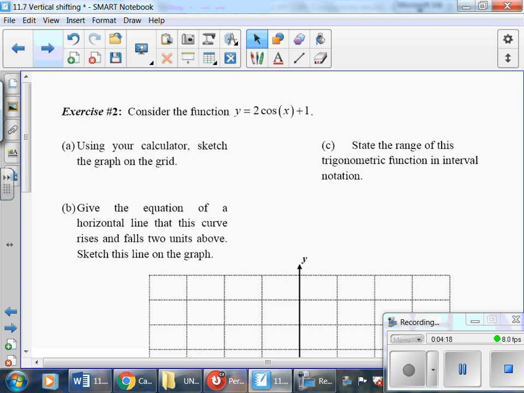Exercise 2. Consider the function y equals 2 cosine x plus 1. Using your calculator, sketch the graph on the grid. We're not going to do that. You don't have a calculator at home, and I don't find the calculator terribly helpful in a situation like this.